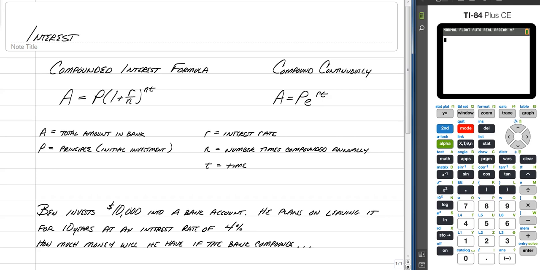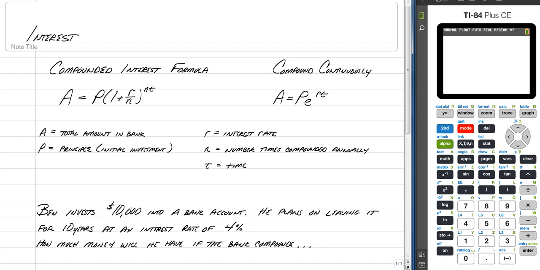Here we go, ladies and gentlemen, with a video on interest. And we're going to talk about two different interest formulas. We have our regular compounded interest formula, and A is going to be the total amount you have in the bank after interest and everything. P is your initial investment or your principal. R is going to be your rate. N is the number of times that we're going to compound it. And T, of course, is time.